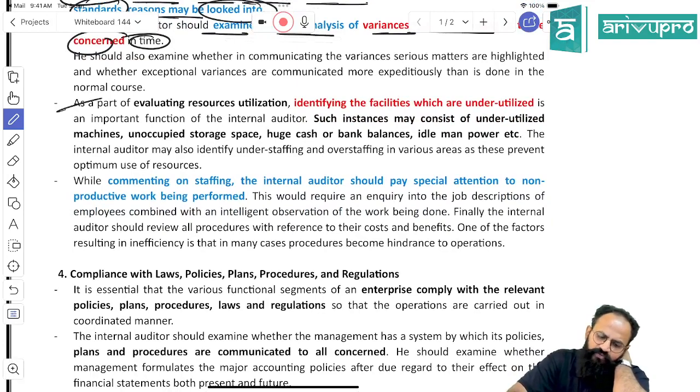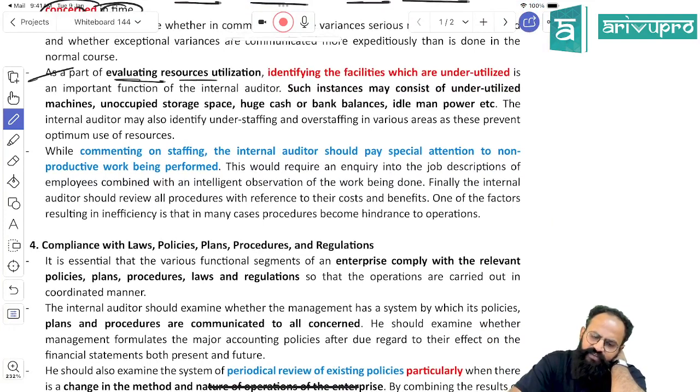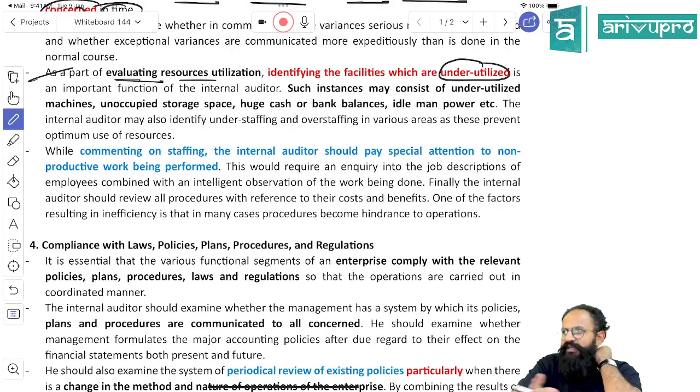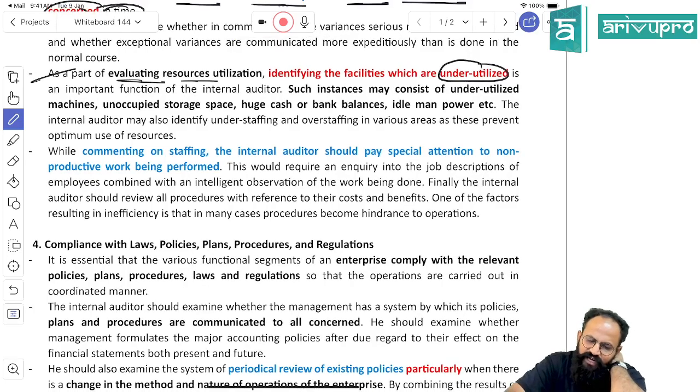As a part of evaluating resource utilization, identify the facilities which are underutilized. So for example, it can be machinery, it can be man, it can be power, it can be money, anything can come here. Identify them and correct them also. See, understaffing, overstaffing, everything will come.